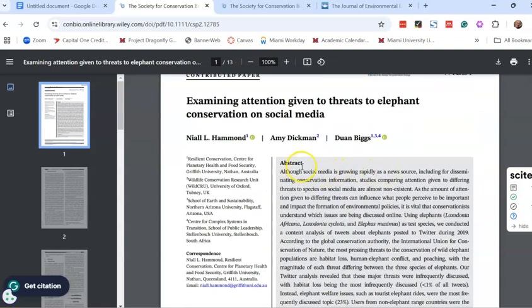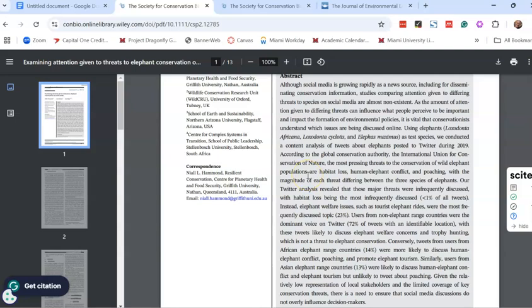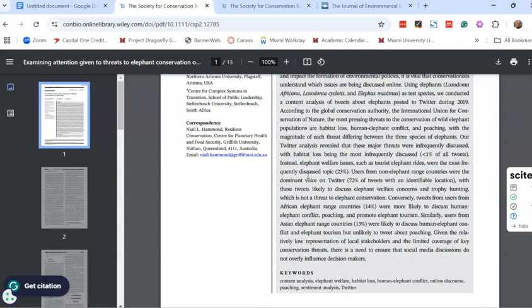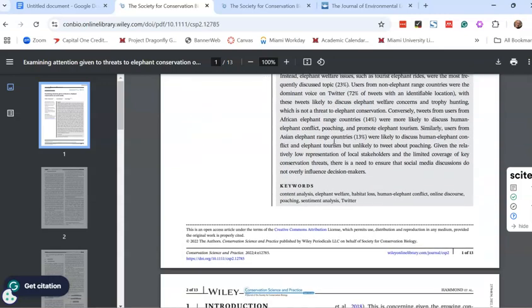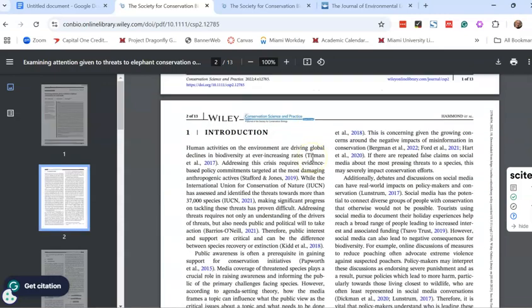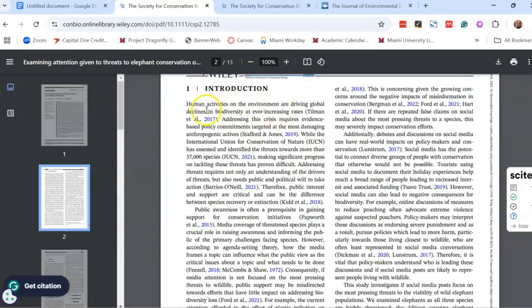Most research articles have an abstract, which is like the overview of the paper. It's sort of everything condensed down into 1 or 2 paragraphs usually. Has keywords, and then it's going to start with the introduction. The introduction is going to be very general to start. In this case, they start with a sentence about how human activities on the environment are driving global declines in biodiversity. And they cite another author in another paper, Tillman et al., 2017.